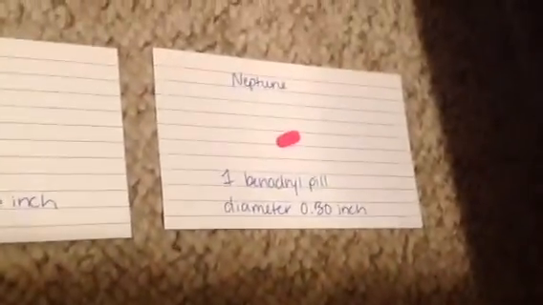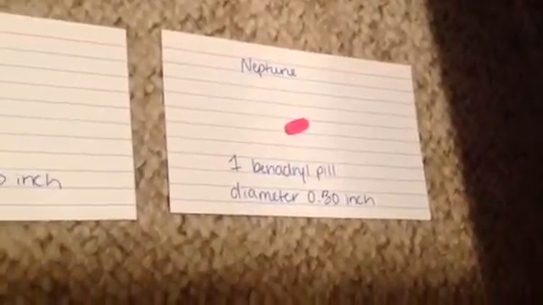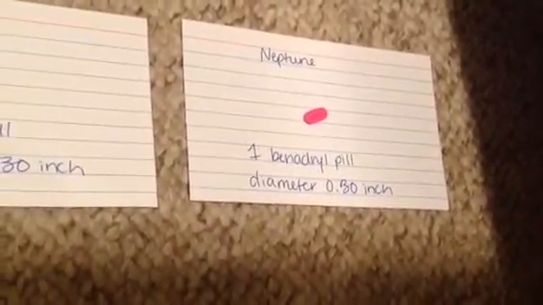And then for our eighth and final planet, we have Neptune, and it also uses a Benadryl pill for its representation. You're looking for something that's 3/10ths of an inch in diameter.